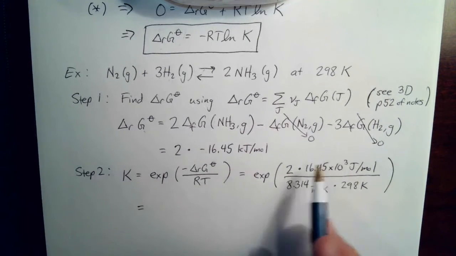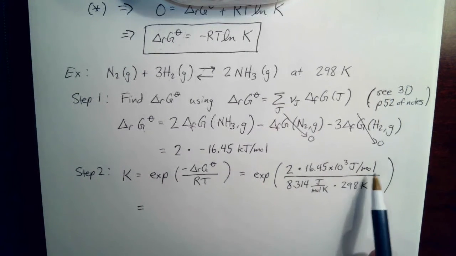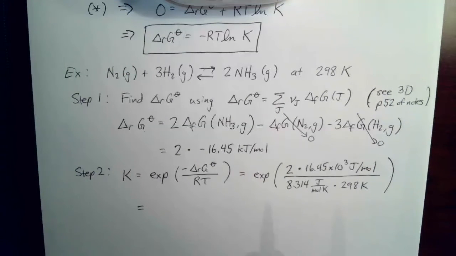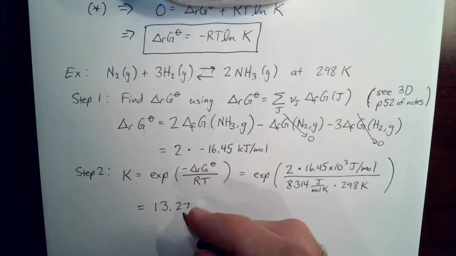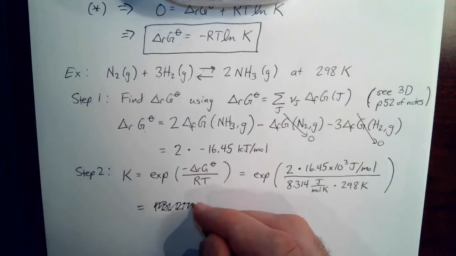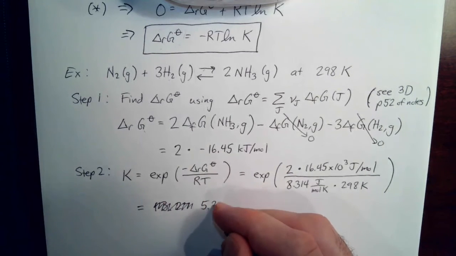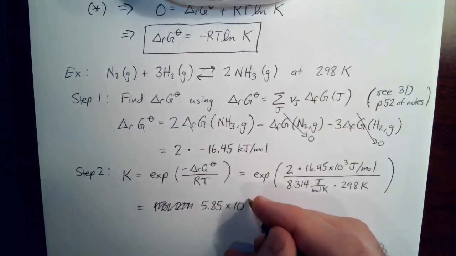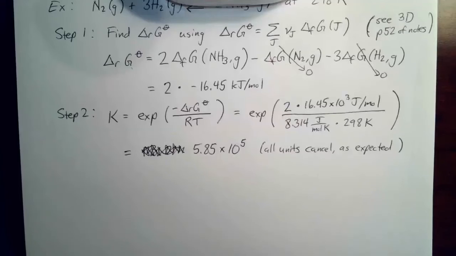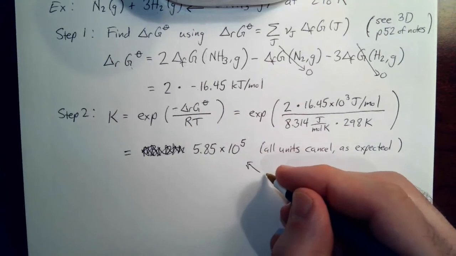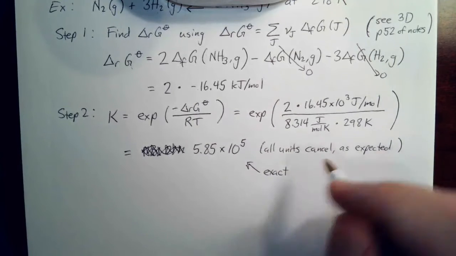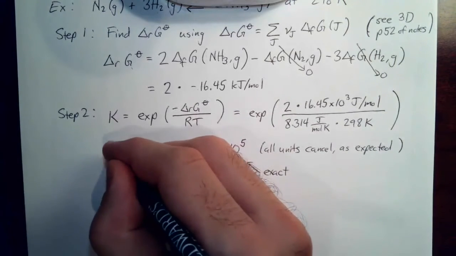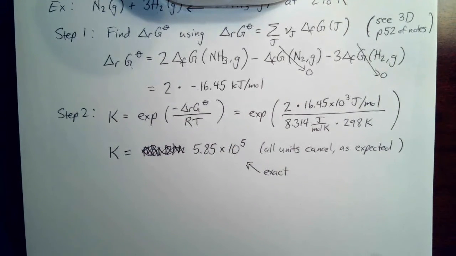And then plugging all these numbers into a calculator, taking e to this exponent, I get 13.27. I'm sorry, that's the natural log. I get 5.85 times 10 to the 5th. Okay, so this is an exact value. This is not an estimation or approximation. This is the exact value of K, the equilibrium constant for this reaction.